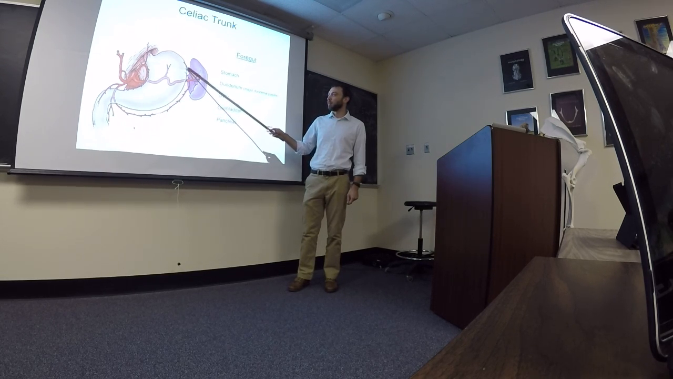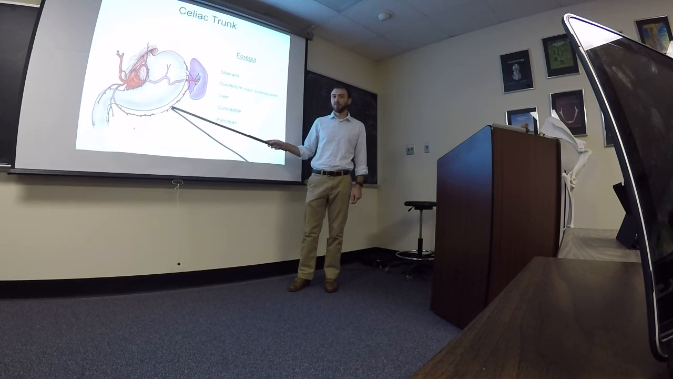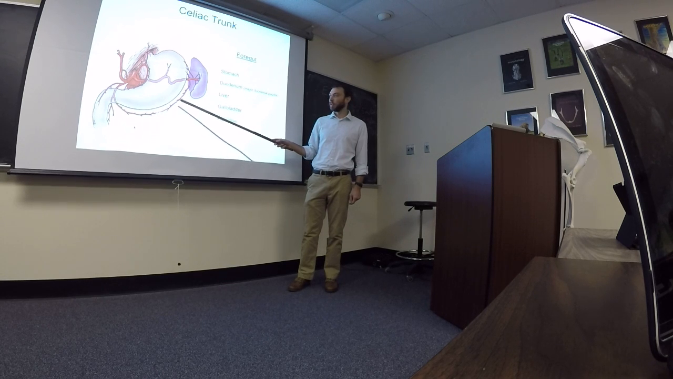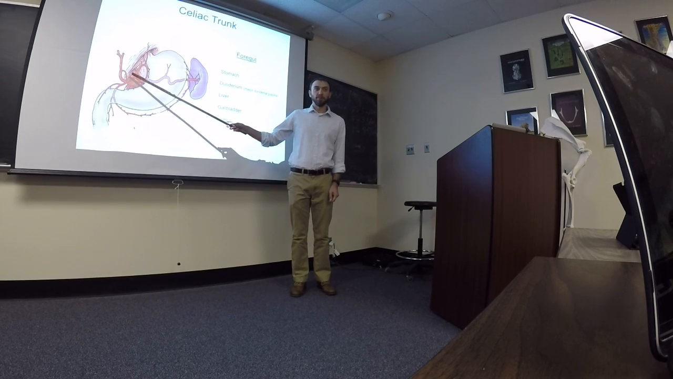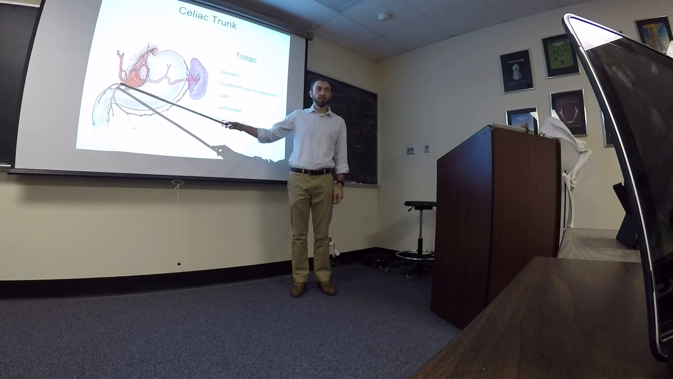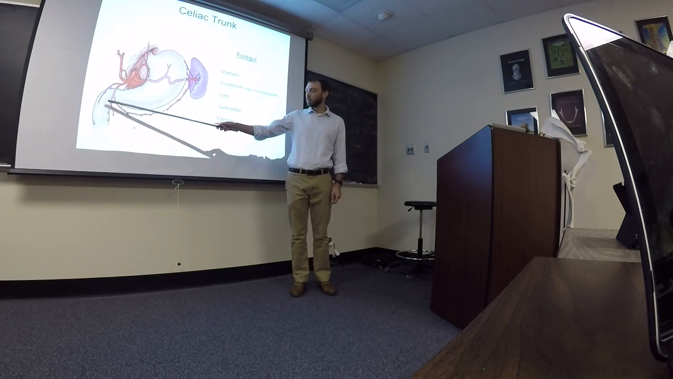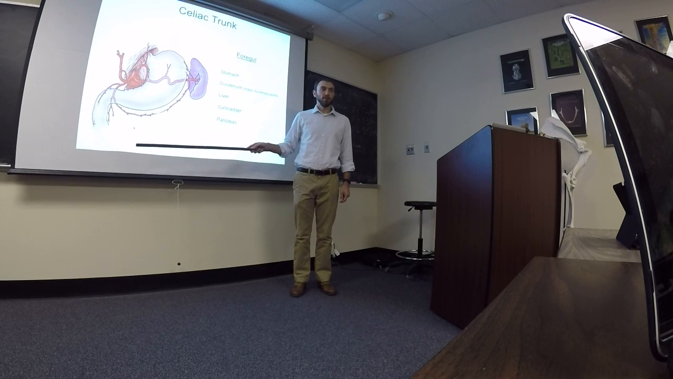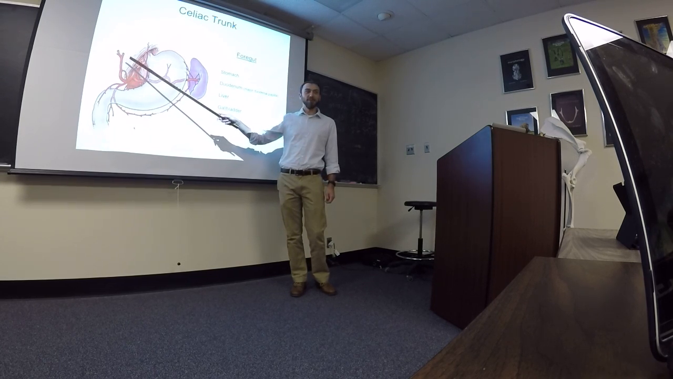Coming off the splenic, we have these little guys coming up here. Short gastrics. This one. Left gastroomental, okay. And then what's this big branch coming off towards the right? Common hepatic. And then we have a branch coming down. Gastroduodenal. Let's see, branches of that. What's this one? Right gastroomental. This one. Yep. Superior pancreaticoduodenal.